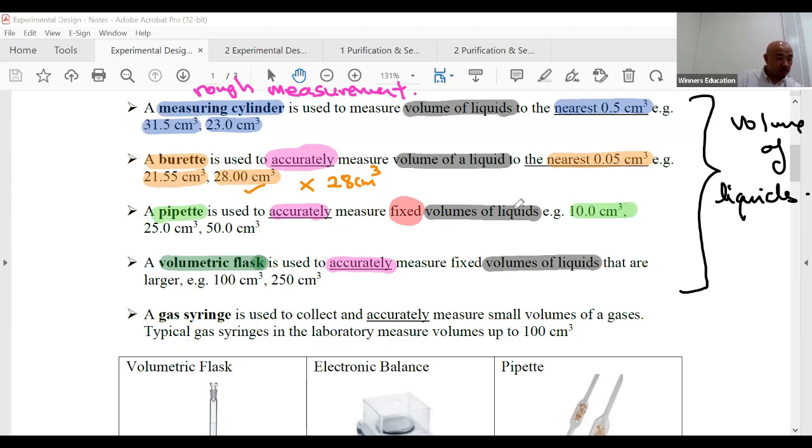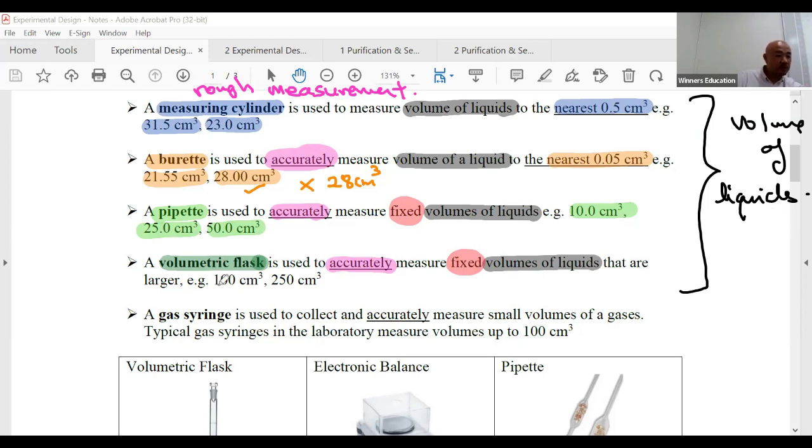10 cm cube, 25 cm cube, 50 cm cube. So they have a standard sizing in the lab. And in your school, usually you will handle the 25.0 cm cube. A volumetric flask measures, once again, a fixed volume. So these two are fixed, the pipette and the volumetric flask.